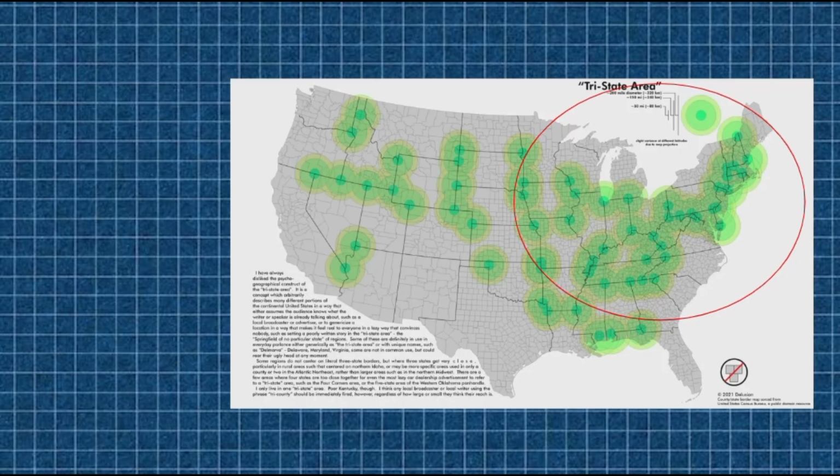California is barely consumed by tri-state area. Neither is Texas or Florida. However, there is this one line of tri-state areas consisting of 5 tri-state areas, and right next to it, 5 more tri-state areas, but this time on a vertical line.